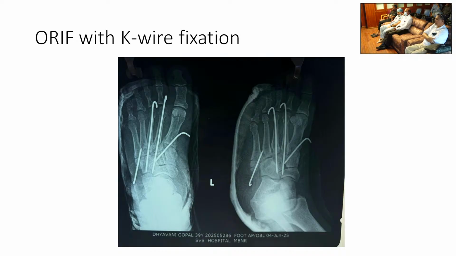You have to justify your answer. There will be questions raised. You should be able to justify. One K-wire in the fifth metatarsal is not going to make it absolutely stable. It can still be very unstable. That is why you need to fix it. That is how you should answer it.